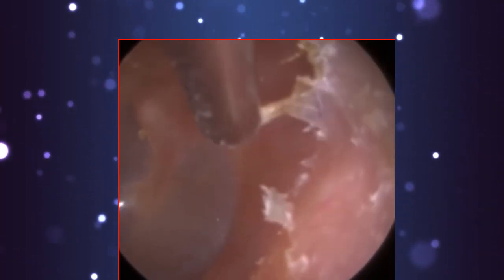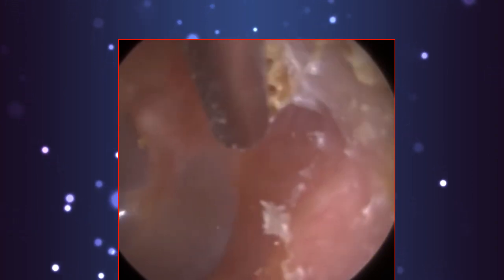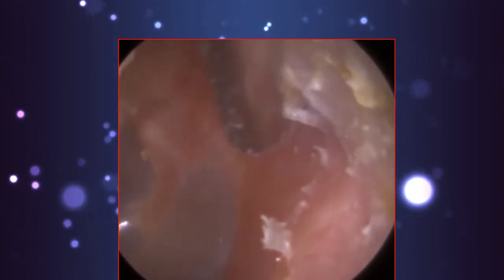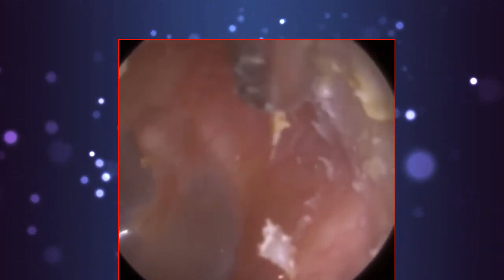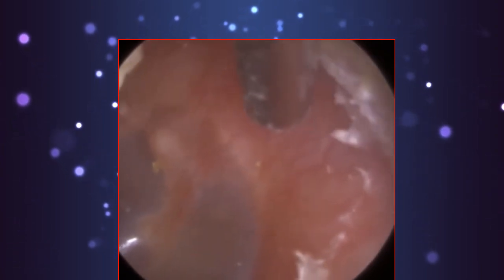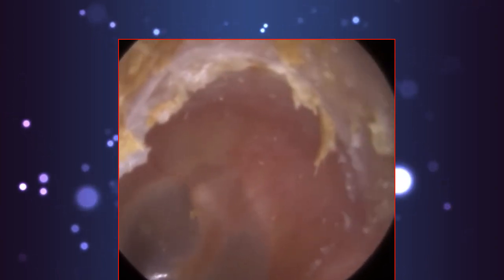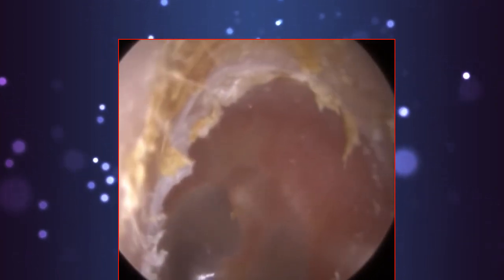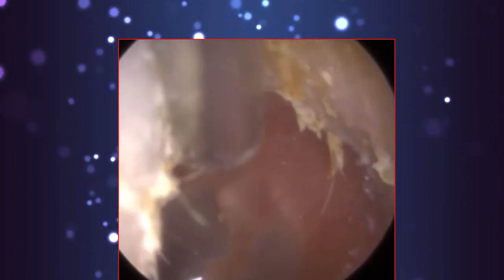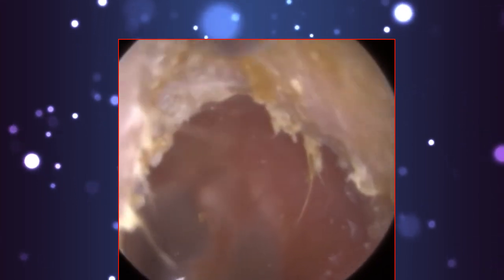The eardrum's really healthy both sides, got a lovely light reflex. So it's a real finesse procedure, these ones. So just on the lateral canal, well, this is the cartilaginous portion, so we can put a bit of pressure here.